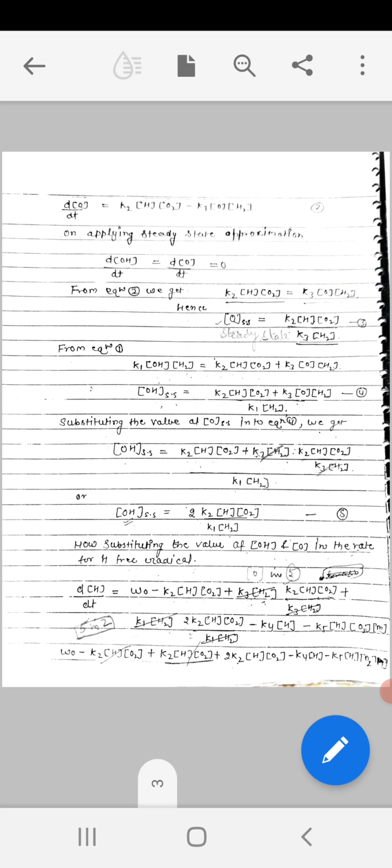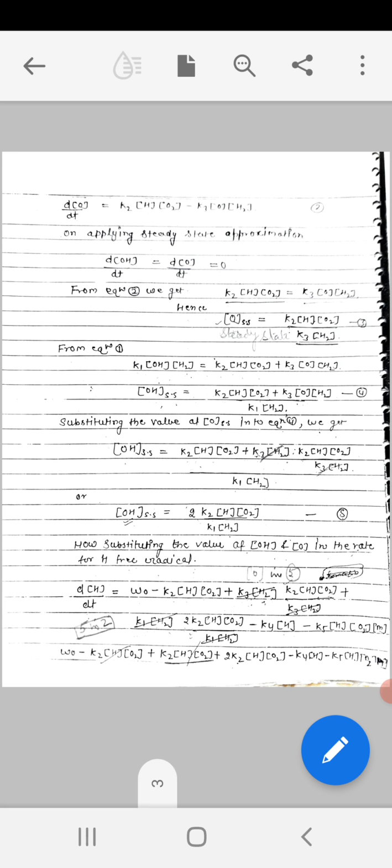Where F stands for production and G stands for decomposition. Now two limiting conditions are possible. First is F concentration is very, very high compared to G. It means production is very, very high compared to decomposition. In such a case, d by dt of H will be equal to W0 plus Fn. In the second case, F is less than G. Under such a condition, we integrate dH equal to W0 plus Fn into dt.